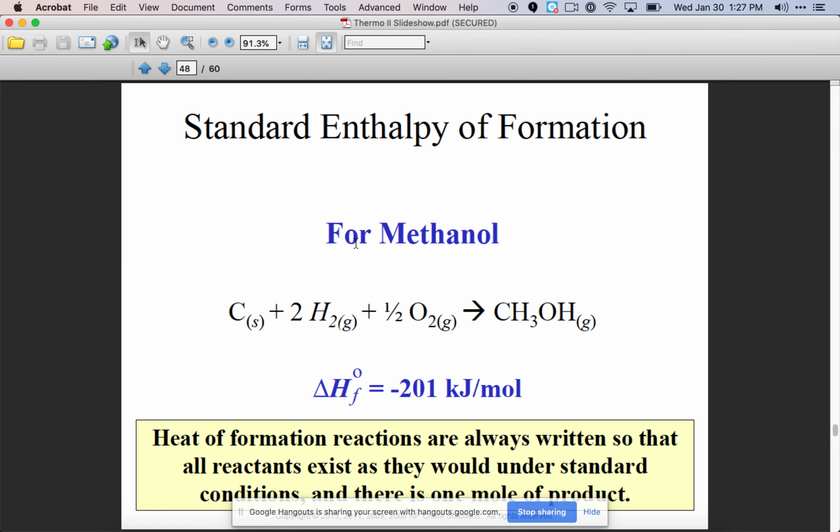Now, I told you in the video, anytime you have an element in its standard state, its heat of formation is going to be 0. And you should know things like carbon. Carbon, when it's by itself, is in its element form. Oxygen, when it's a diatomic, is in its element form. So those substances are going to be 0 for heat of formation. So you want to make sure you pay attention to that. Does anybody have any questions on that one?